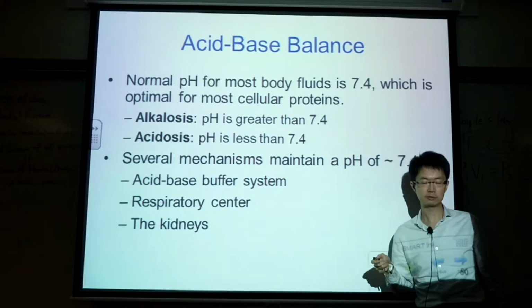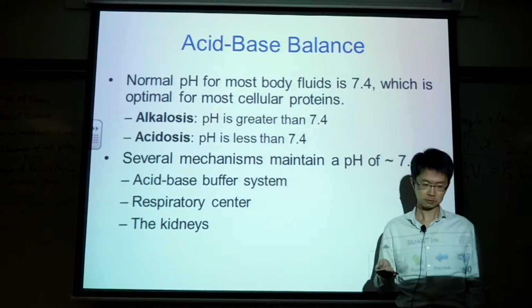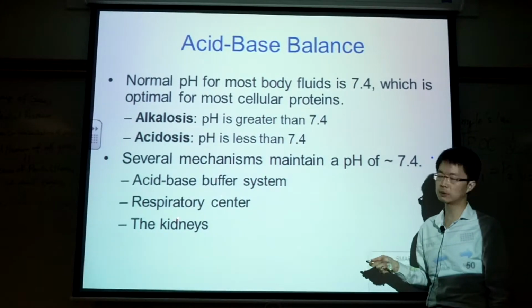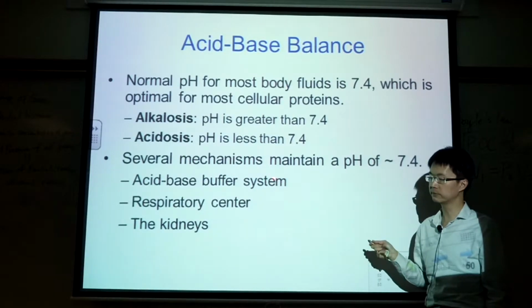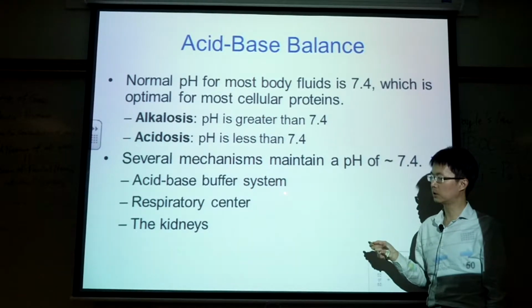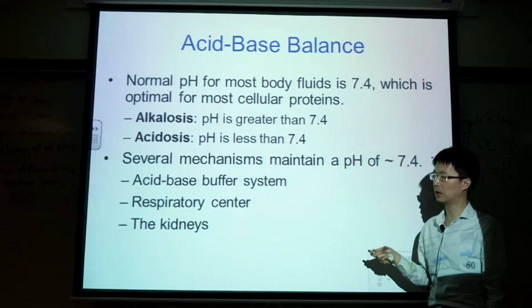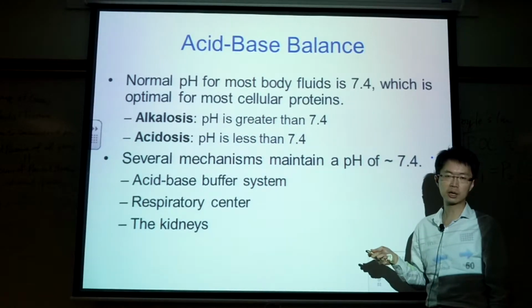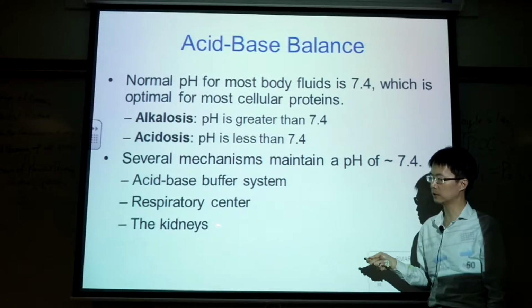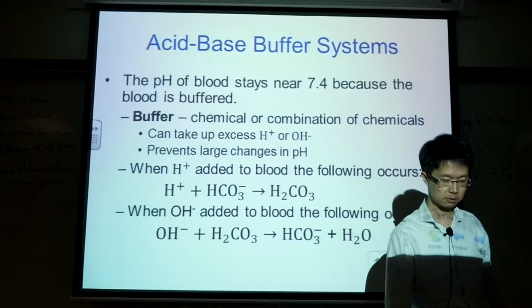There are several mechanisms to help us maintain the 7.4 pH. These are the three mechanisms. We'll go through them one by one. Acid-base buffer system has something to do with the components in the blood, or specifically the ions in the blood. Respiratory center, which is our lung. Yes, our lung also helps to maintain the pH by controlling our breathing rate. It can control the pH value of the blood. And then the kidneys, of course, the kidney can also control the pH of the blood. We'll talk about each one right now.